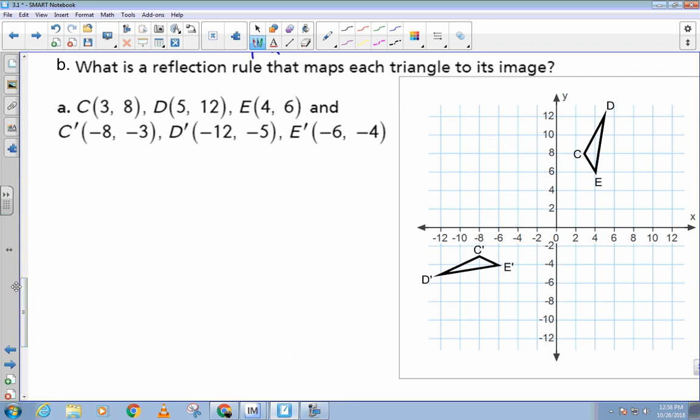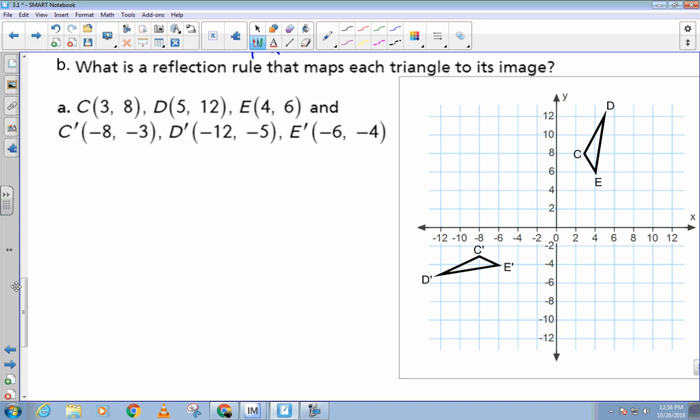Okay, what is the reflection rule that maps each triangle onto its image? So the same type of problem, so we're going to do it the same way, okay? All right. Kind of looks like it's going to go right through here, doesn't it? Because if you look, the C has to map onto C prime, E to E prime, and D to D prime. So you know it's going to go like that. You know it's going to have a negative slope, yes?